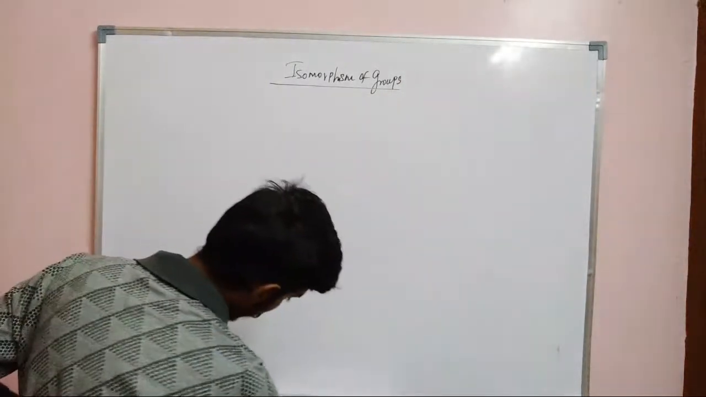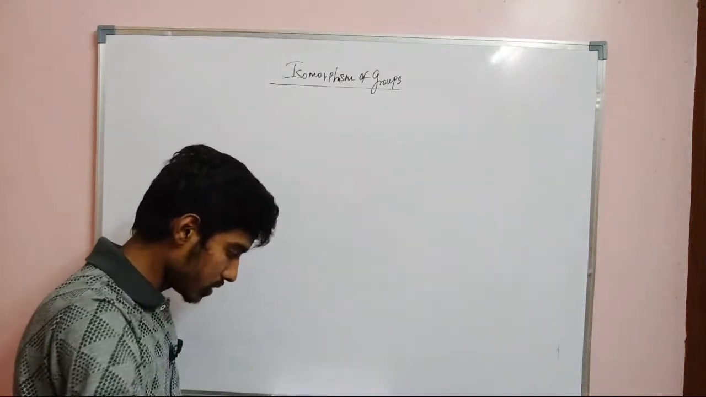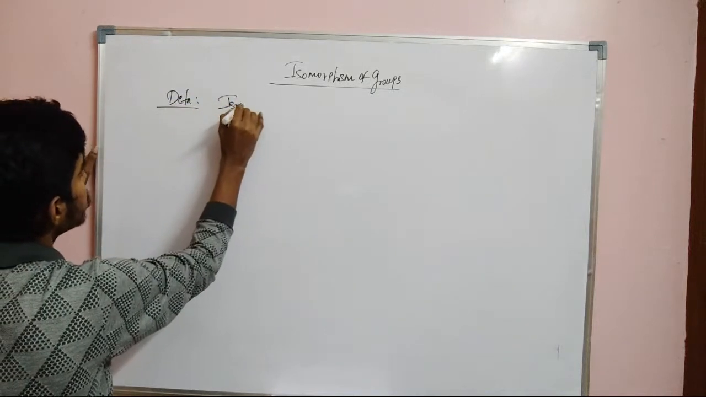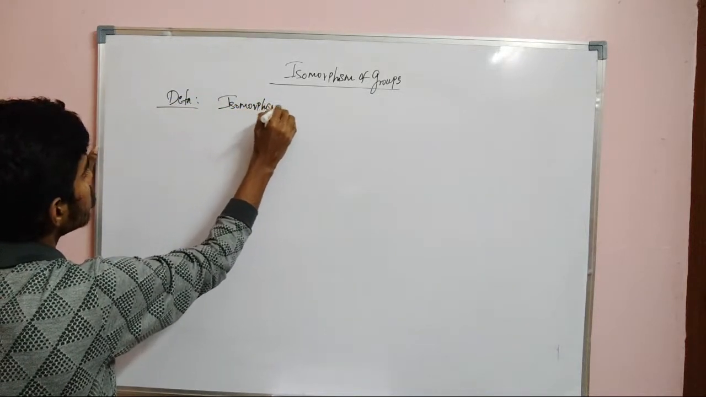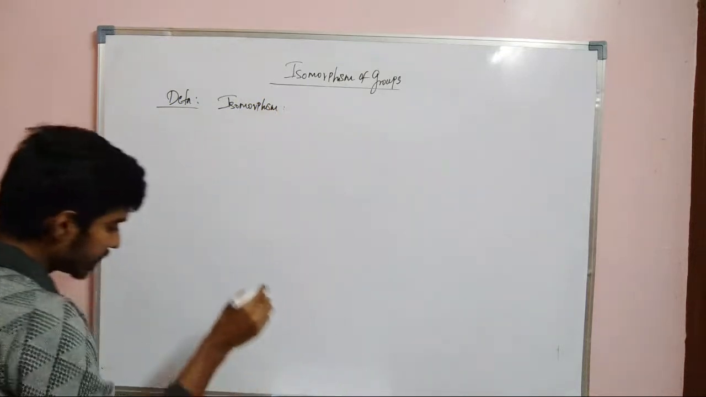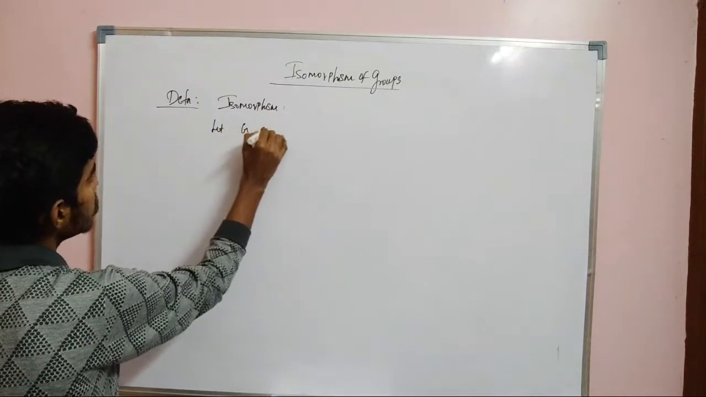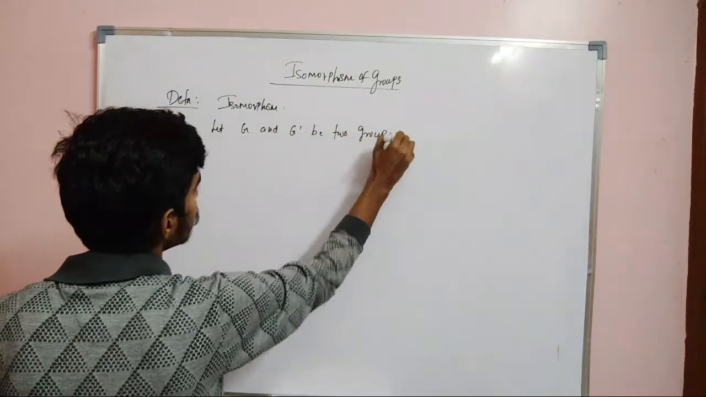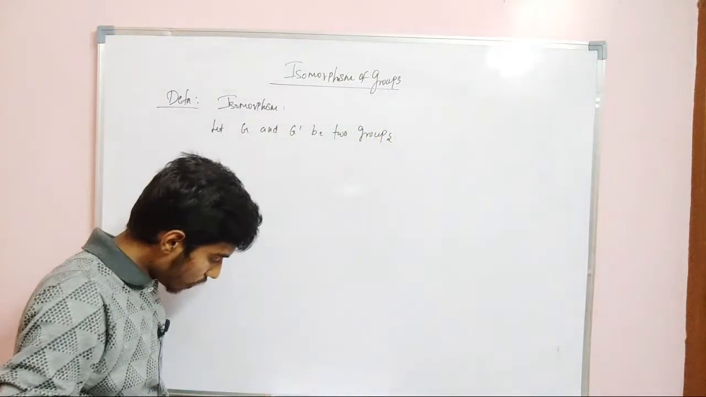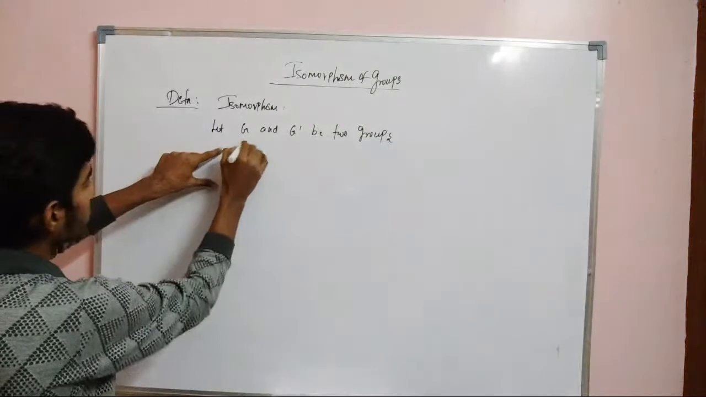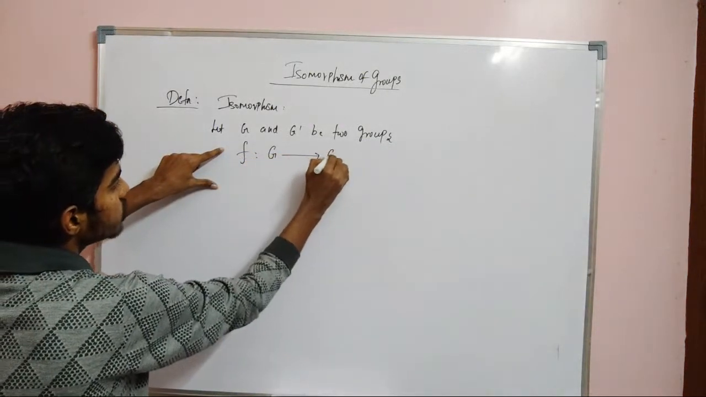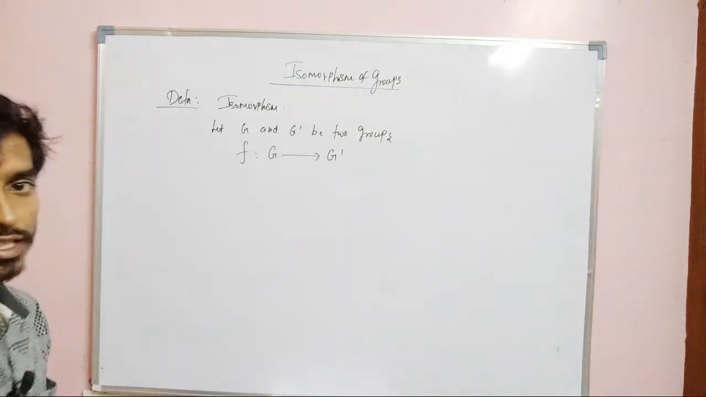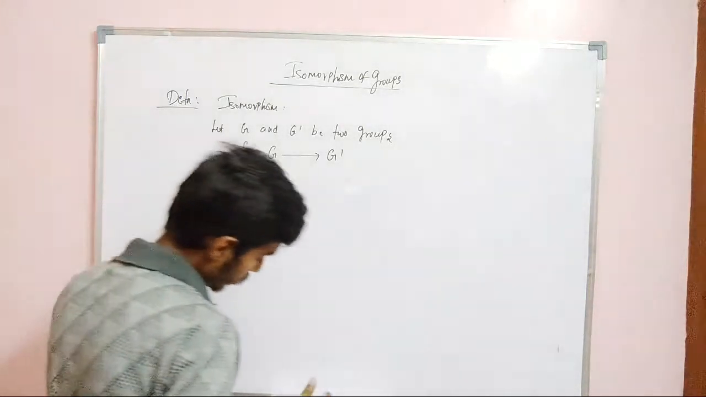Definition: isomorphism. Let G and G dash be 2 groups. I am going to define a mapping F from G to G dash. If this map satisfies some conditions, then we say that map is an isomorphism.